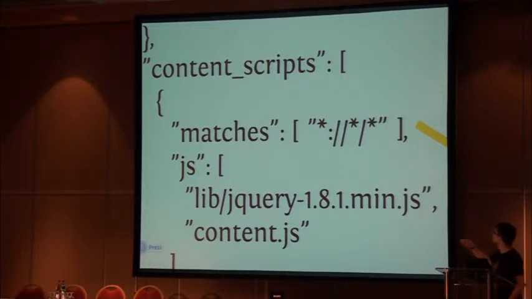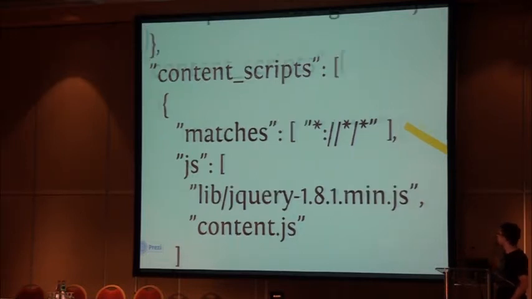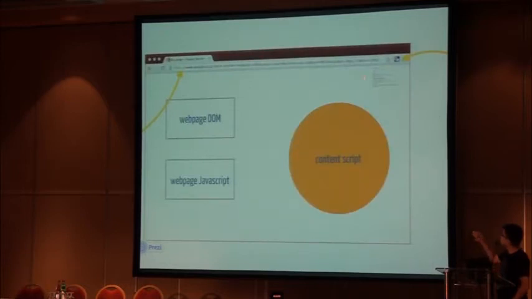First is matches, which is simply a regular expression or a form of expression that defines on which websites the content scripts listed here are going to run. As long as the URL matches that setting in the extension, alongside the usual web page DOM and JavaScript code, your browser loads up this content script. In the case of this example, there would actually be two content scripts, the jQuery library and the second script.